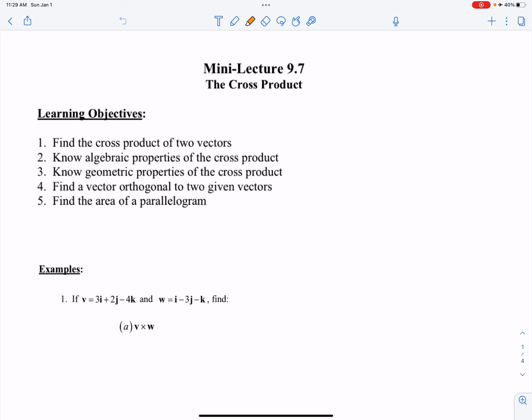Welcome to 9.7, the cross product. Our objectives are to find the cross product of two vectors, know algebraic properties of the cross product, know geometric properties of the cross product, find a vector orthogonal to two given vectors, and find the area of a parallelogram.